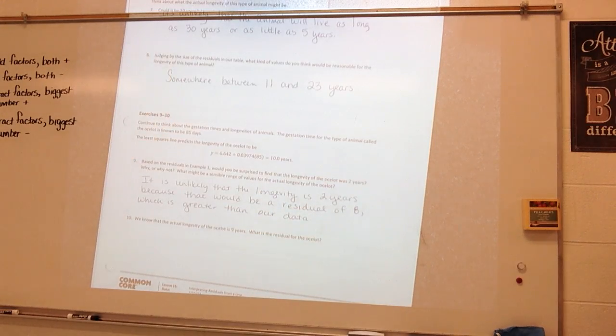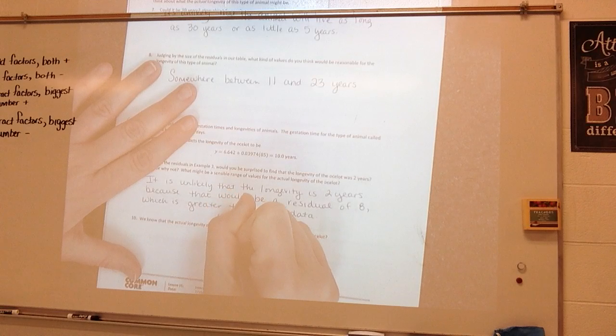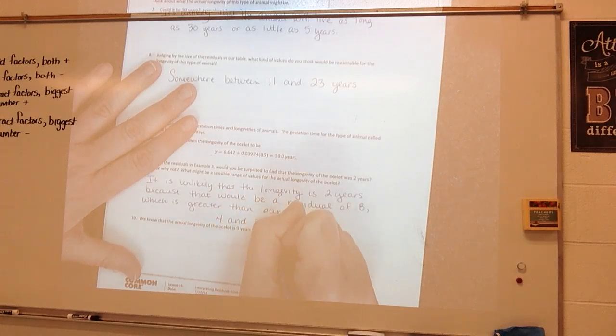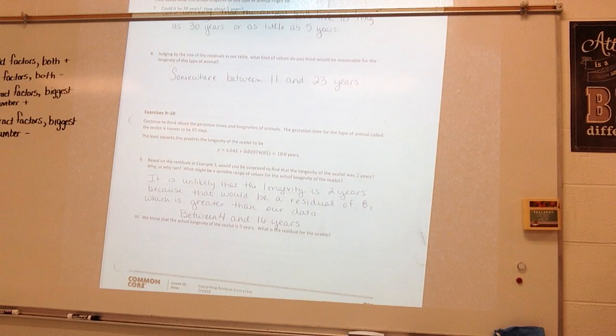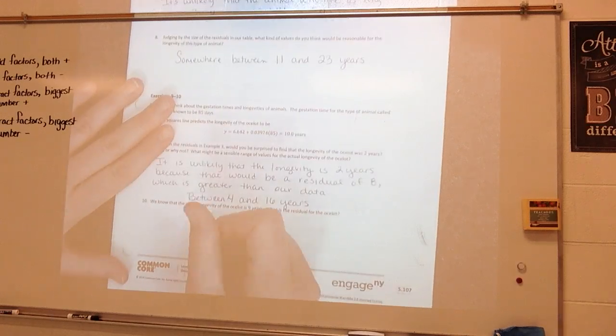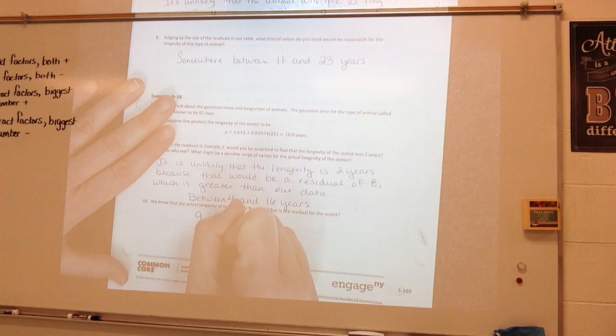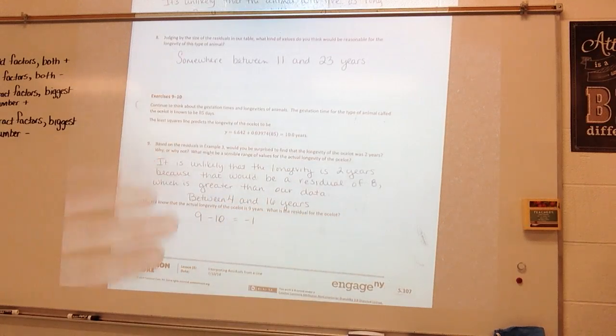Alright? So it wants to know what might be a sensible range. Well, if I take 10 minus 6, that would be 4. Or 10 plus 6, that would be 16. So somewhere between 4 and 16 years. We know that the actual longevity of the ocelot is 9 years. What is the residual for the ocelot? So actual is 9 minus 10 would give me -1.